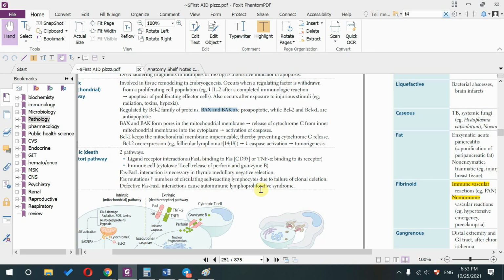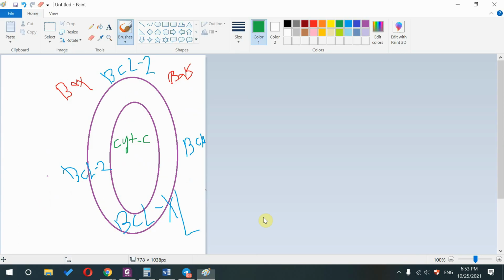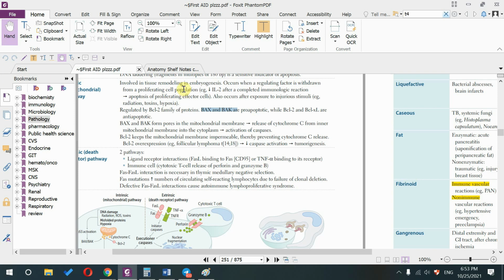So that cytochrome C inside, if the BAX and the BAK become successful and form pores in the mitochondria, the cytochrome C will escape. Well, let it escape. What is the big deal? Well, it is a big deal. Because if it escapes from the inner mitochondrial membrane, where does it go? It will go to the cytoplasm.